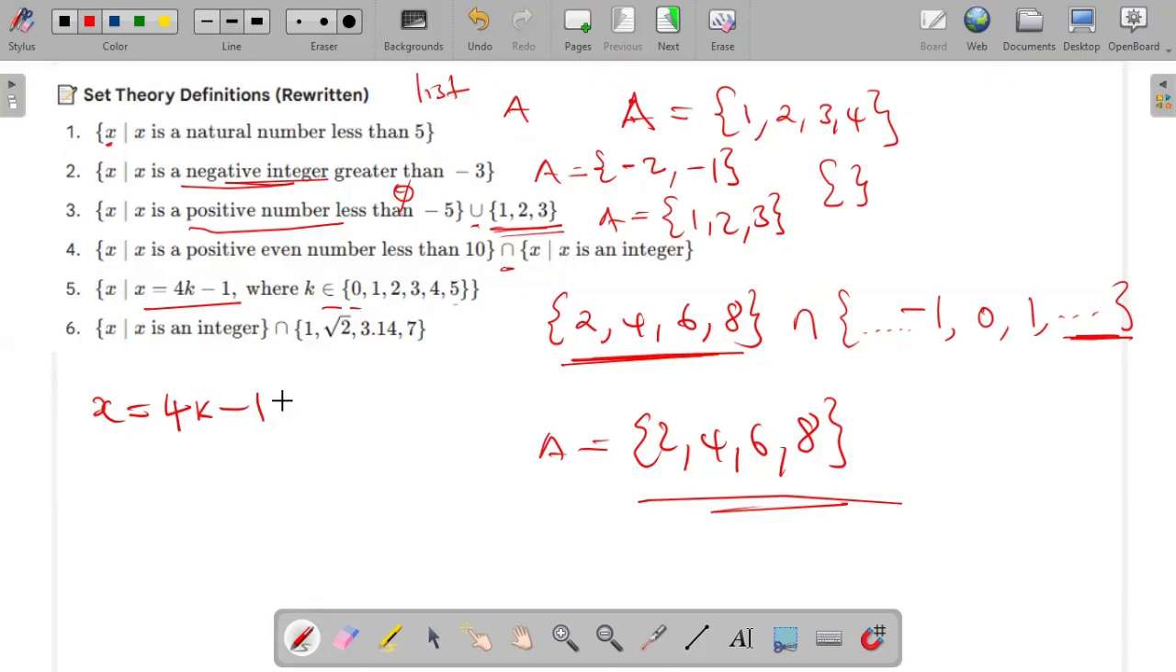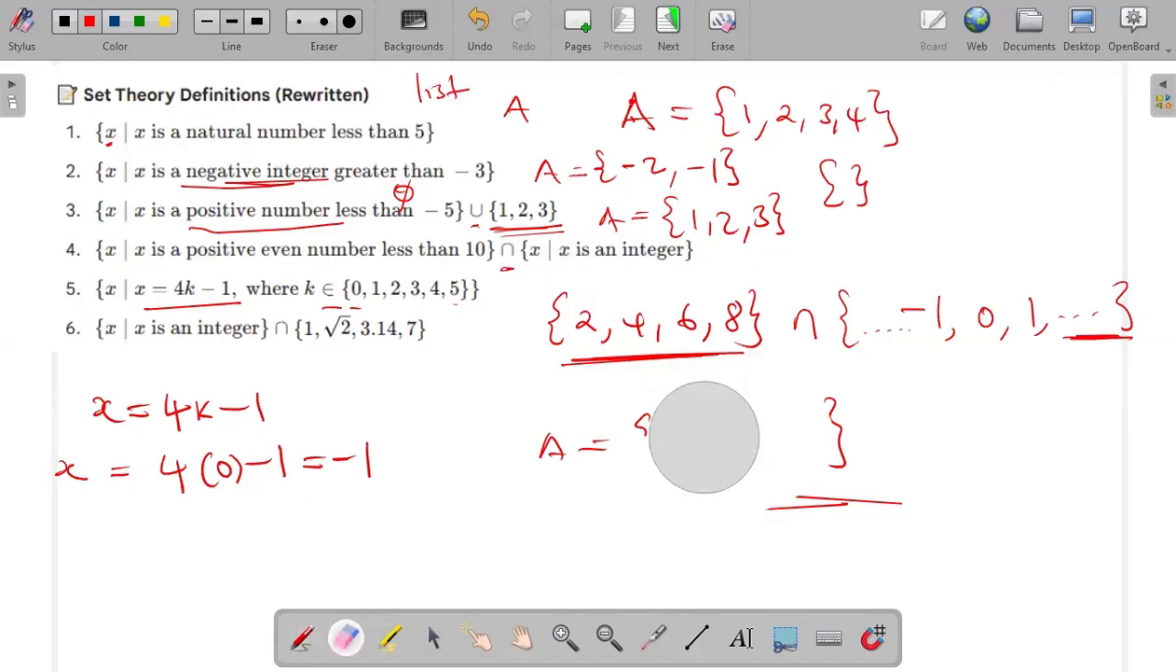So we need to replace k and find each and every value of x, starting from k equal to 0, going all the way up to 5. So starting with the first one, when my k is 0, I have 4 times 0 minus 1. The multiplication just gives me 0, then I remain with -1. So -1 is what I get. That's the first value there.